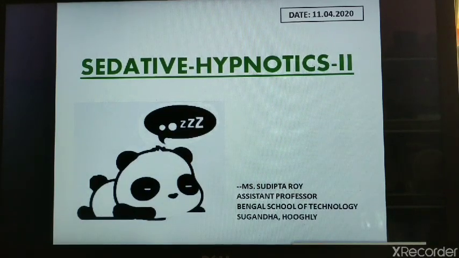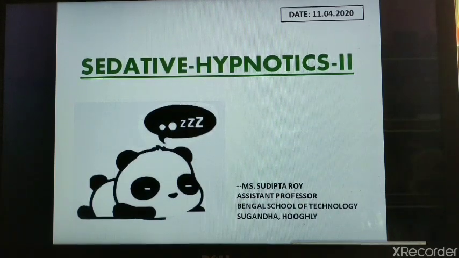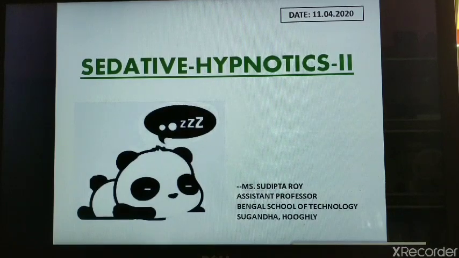Now, as sedatives and hypnotics are involved with the sleep and waking pattern of humans, first we have to know a bit about the wakefulness and sleep of humans. So in our previous class, we have already discussed the sleep and wakefulness cycle. I had given you an audio on that. So we will just take a small recap on that portion.